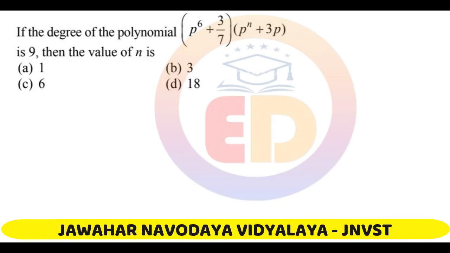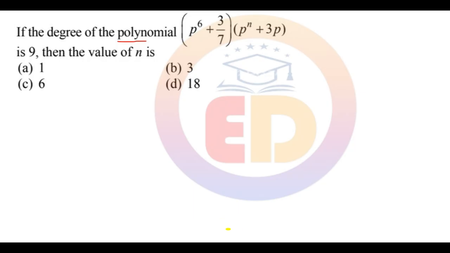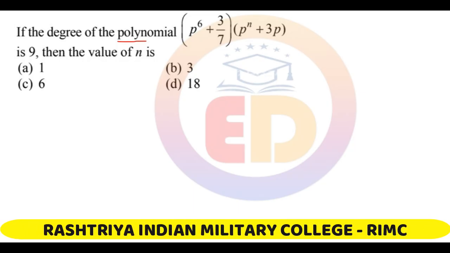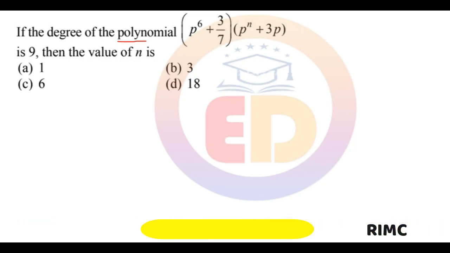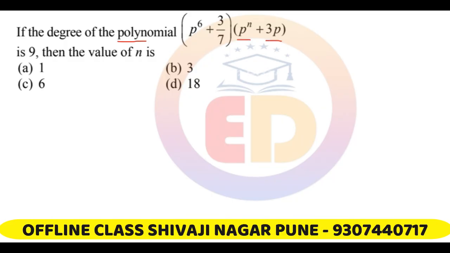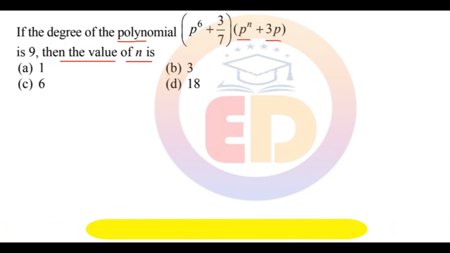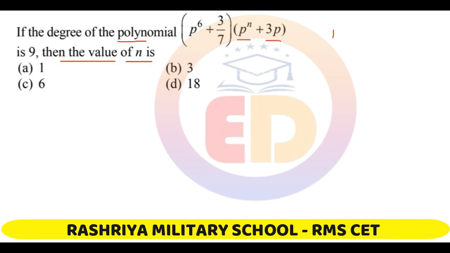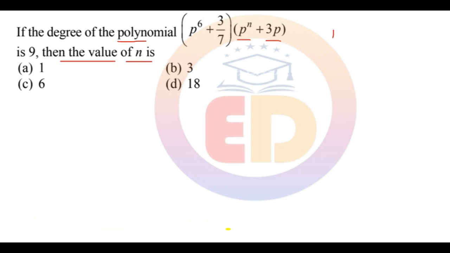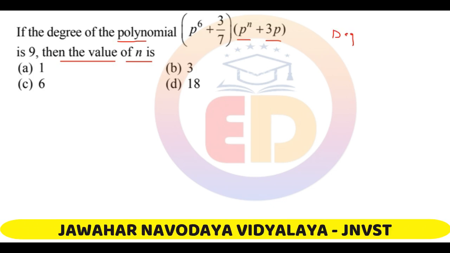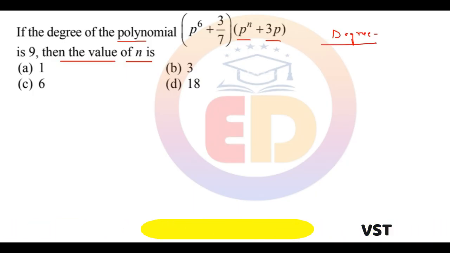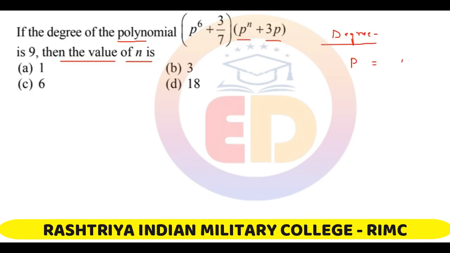If the degree of the polynomial (p power 6 plus 3 upon 7) multiplied by (p power n plus 3p) is 9, then what is the value of n? So here the degree of the variable p is 9.